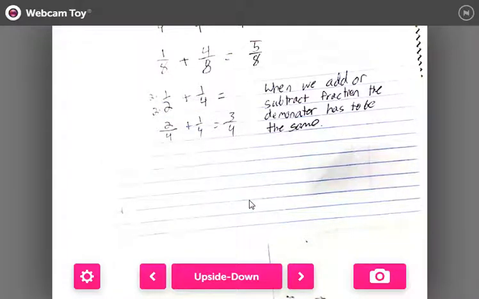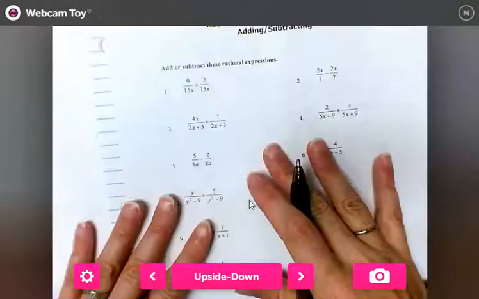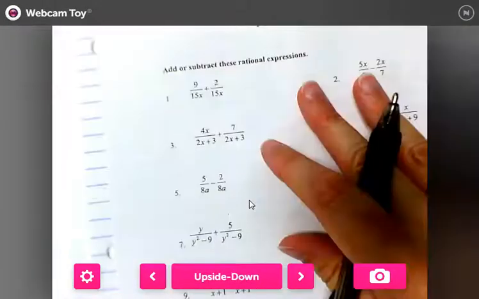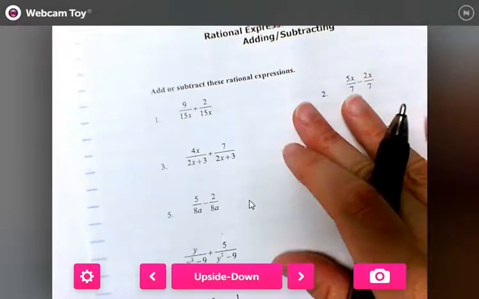So let's move to the worksheet I gave you. Okay. We're going to add and subtract these rational expressions here. Okay? So let's do some of these together, and then you guys should do some on your own. Jayla, oh, never mind. Okay.